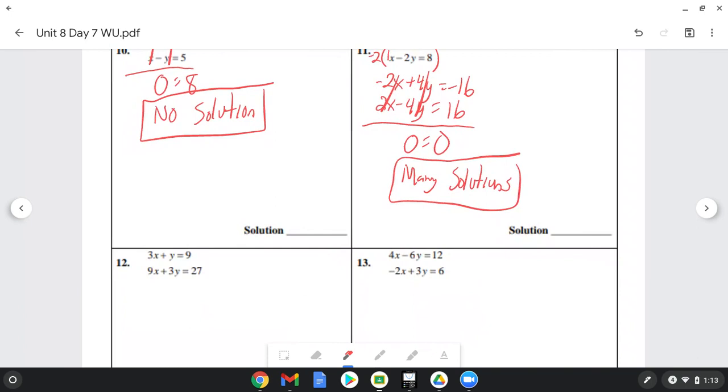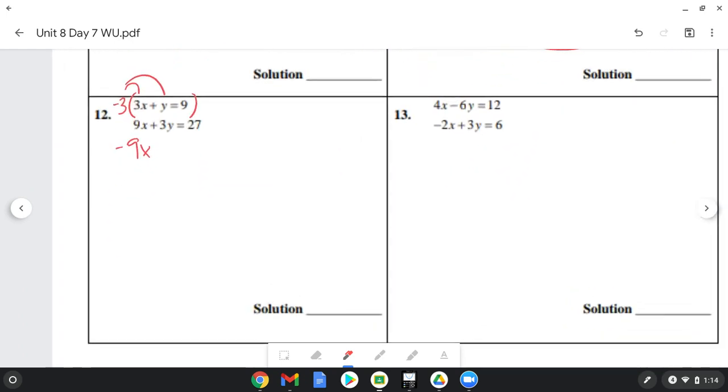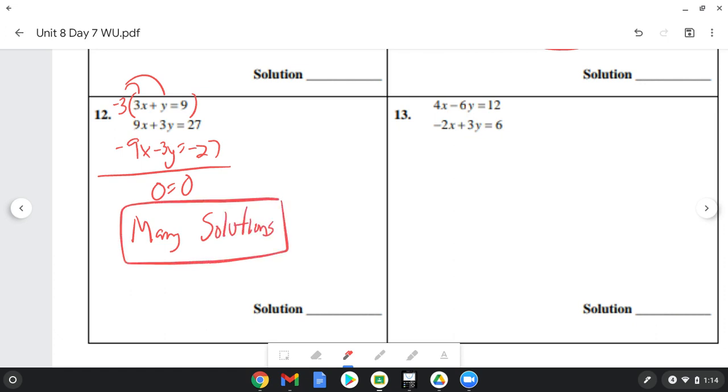Let's go to 12. For number 12, in order to get the x's to be exact opposites, I'm going to multiply the top by negative 3. I think that would give me a negative 9 for my x. So if I multiply it through, I get negative 9x minus 3y equals negative 27. If we add those two together, we get 0 equals 0. So everything would cancel as far as the variables and the constants go. And then that would mean that there's many solutions. So that's my answer for 12.